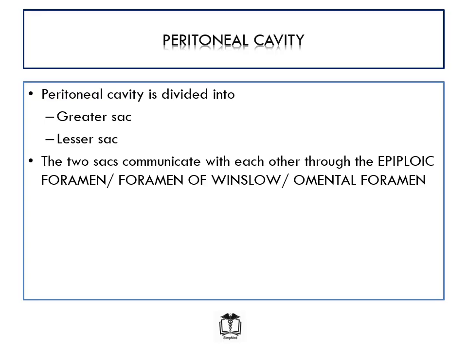The peritoneal cavity is divided into two major sacs. We have what we call the greater sac and the lesser sac. These sacs are connected together by a small window or small opening called the epiploic foramen, or the foramen of Winslow, also called the omental foramen.